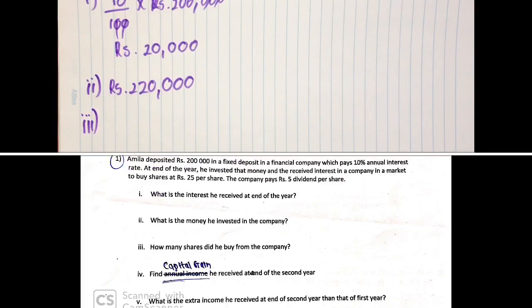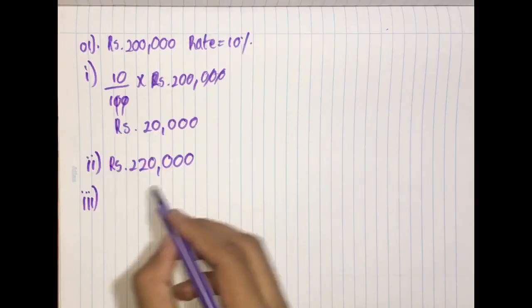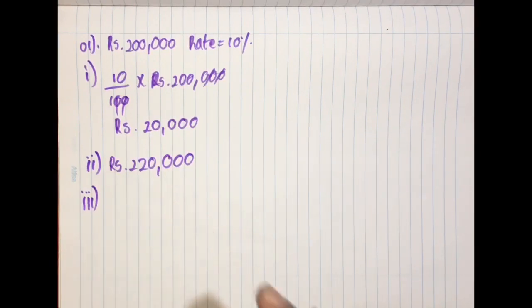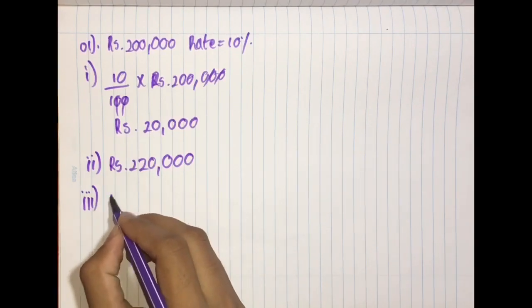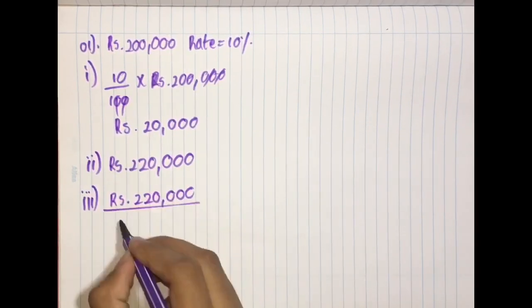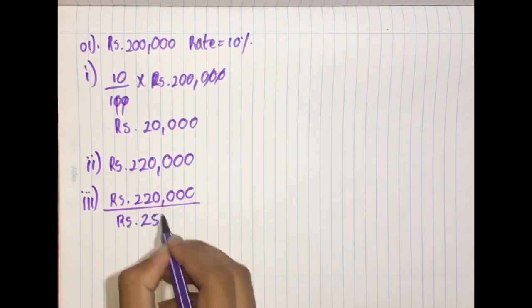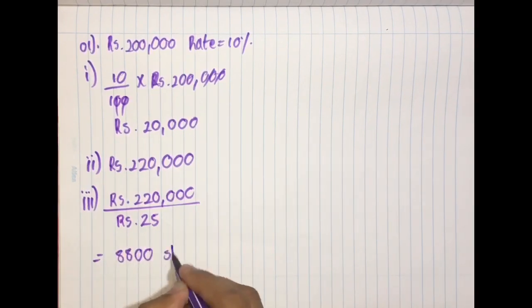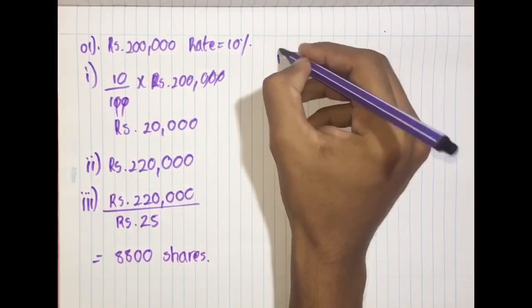So moving on to the third one. How many shares did he buy from the company? It is much easier, right? So total amount he had is 220,000. How much is the price of a share? It is said in the question that one share is equal to 25 rupees. So it is like buying things from a shop. Total amount you have to divide by the price of 1, that is 25. So if you solve this, you should get 8,800 shares. Is this part clear? So he is owning altogether 8,800 shares.